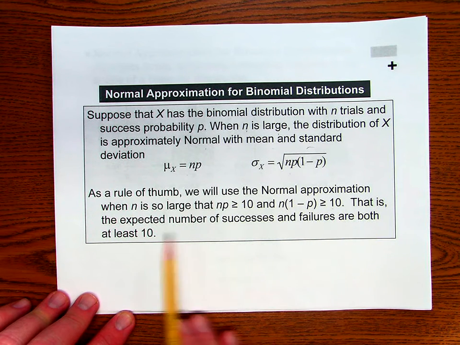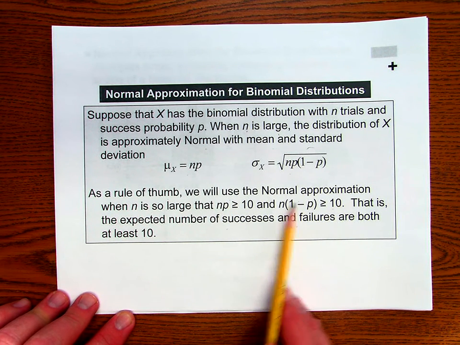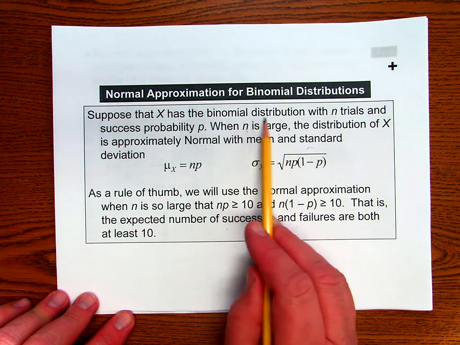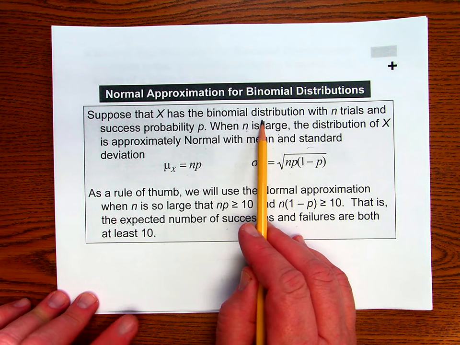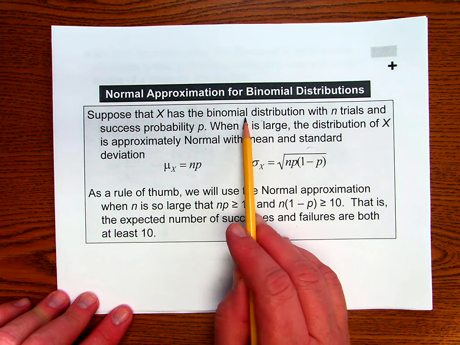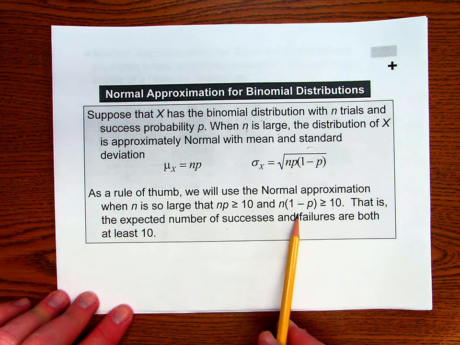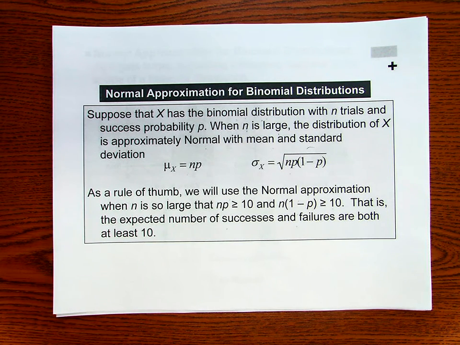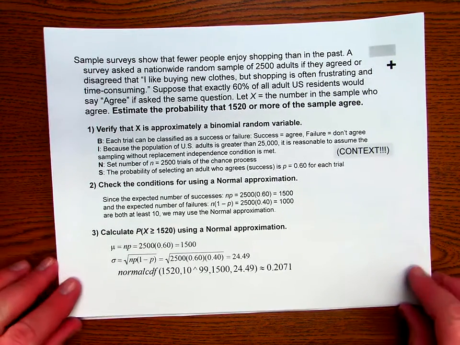Okay, in other words, your expected number of successes and your expected number of failures are both at least 10. So, first thing is we have to know or assume or verify, whatever is the condition for the problem, that it's binomial. And then if it's binomial and we have this being met, we can approximate that binomial with the normal.